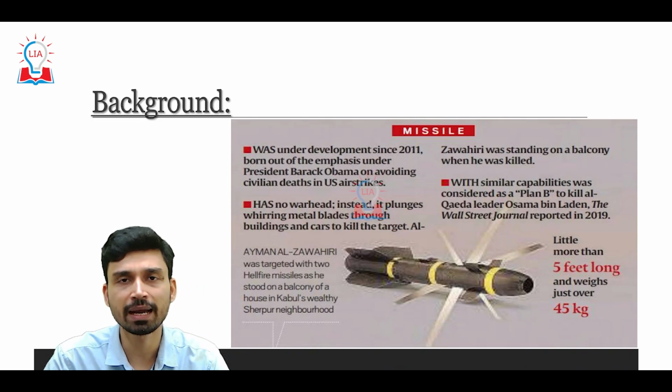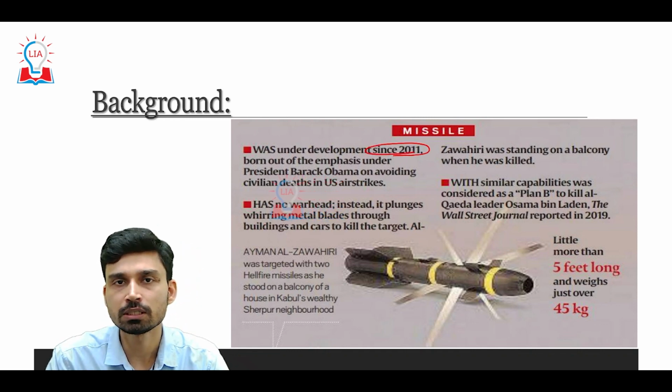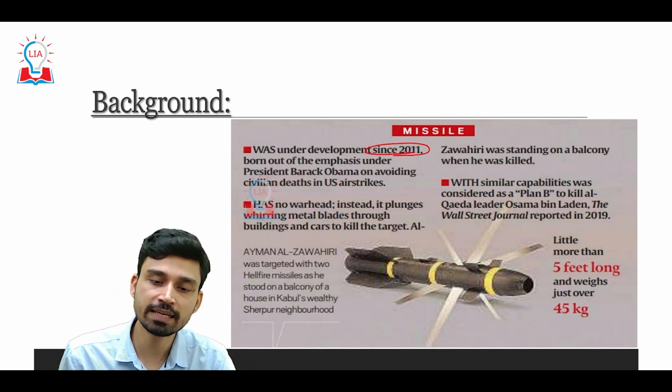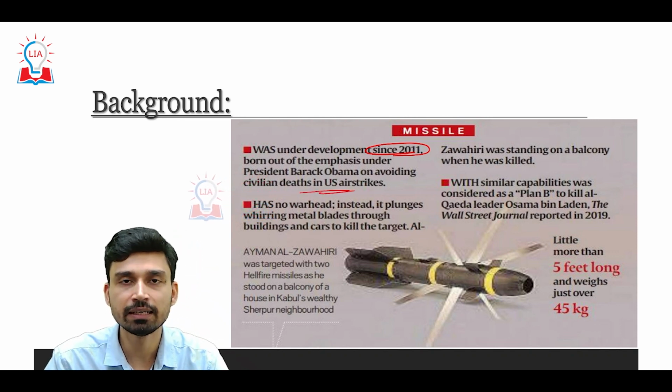So what is the background of this missile? It is believed that it was under development since 2011, when the President of the United States, Barack Obama, emphasized heavily on minimizing civilian deaths, especially when caused by United States airstrikes.